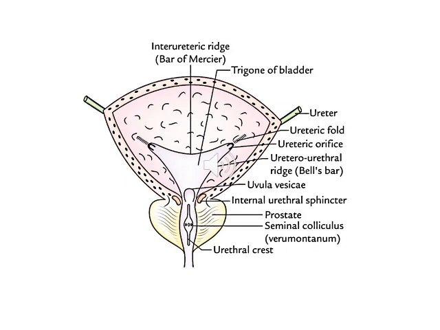Here you can see the triangular area at the base of the bladder, which is known as the trigone of the bladder, located in between the two ureteric orifices and the internal urethral orifice.